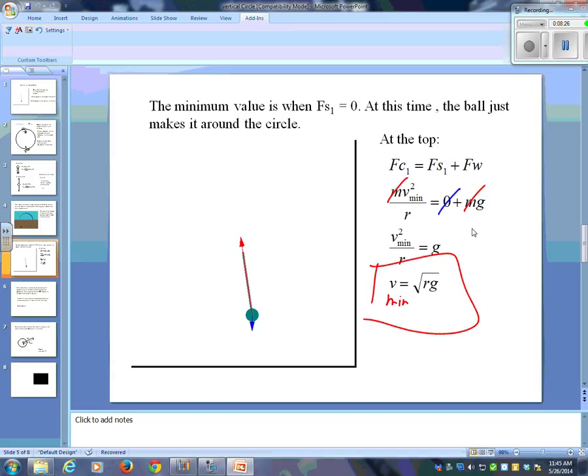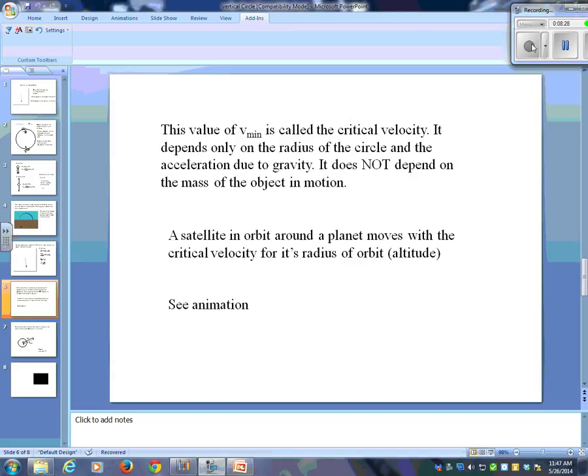Okay, so this value of Vmin is called the critical velocity. It depends only on the radius of the circle and the acceleration due to gravity. It does not depend upon the mass of the object in motion. Now, a satellite in orbit, like a communication satellite, even the space station, actually moves with the critical velocity for its radius of orbit. The moon itself, as it orbits the Earth, moves with the critical velocity for that particular distance away. If it moved faster, what would happen? It would get farther and farther away and take off into space. And if it moved slower, then it would eventually crash into the Earth, killing us all.